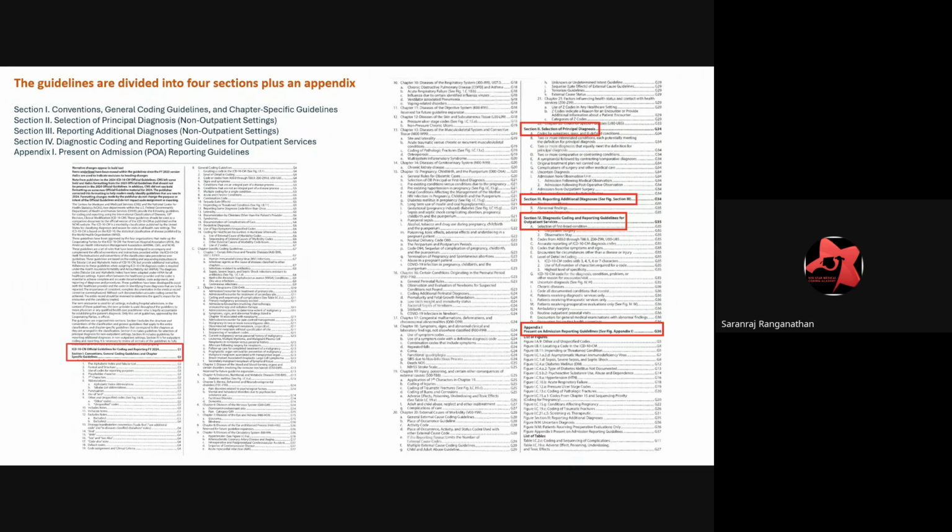When we come to section 4, we will be discussing the diagnostic coding and reporting guidelines for outpatients. Again, how we see the principal diagnosis and additional diagnoses for the inpatient, in the same way we'll be using the guidelines for the outpatient. Then the third one is present on admission, which is very, very important for the CCS and also for doing IPDRG.